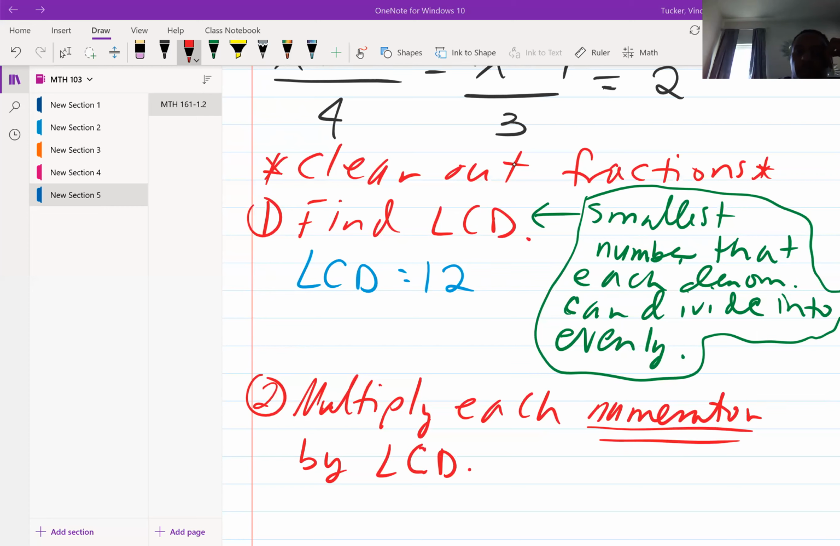no, it's not always 12. It just depends on what your denominators are. Somebody in the chat asked, is it always 12? So let's say it was 4 and 5. The smallest number that both 4 and 5 can divide into would be 20. So it's always dependent upon what your denominators are. Let's say I had 2 and 5, then the number I would use is 10, because 2 and 5 can divide into 10 evenly.